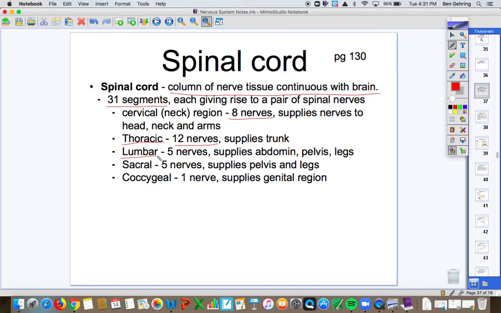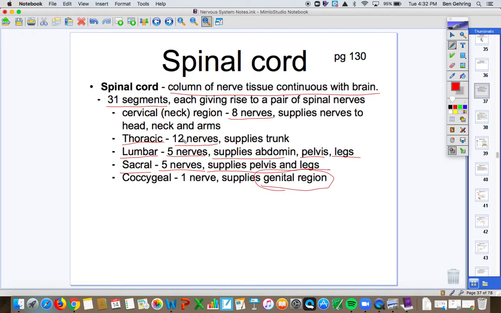Your lumbar spinal column has 5 nerves. Again, 5 vertebrae. Your lumbar nerves supply feeling and sensation to your abdomen, your pelvis, and your legs. And then we have the sacral region. Remember, your sacrum is those fused vertebrae down near your tailbone. There's 5 nerves here. You have sacral foramina, which these nerves exit through, and these supply, again, your pelvis and legs. And then your coccygeal region, which comes from your coccyx, is 1 nerve, which controls your genital region.